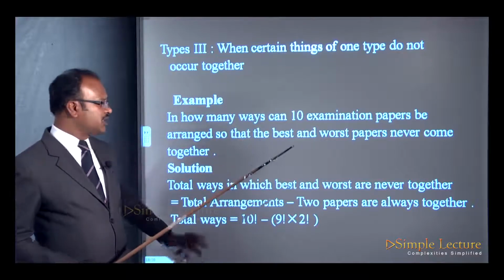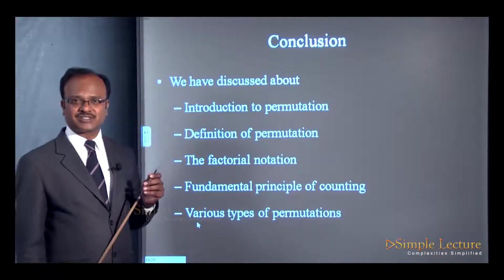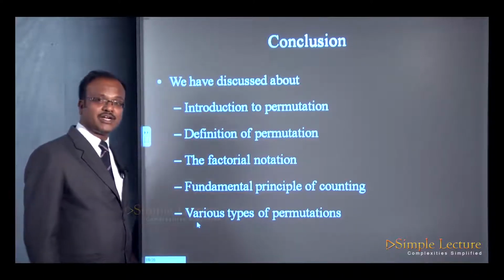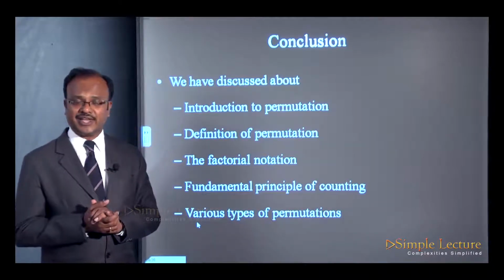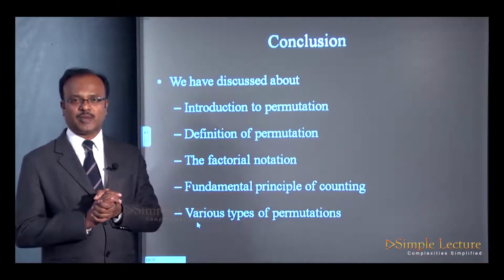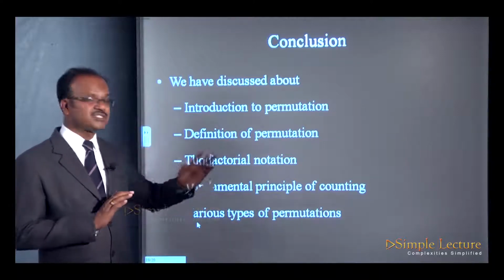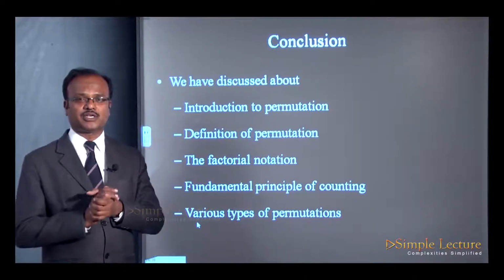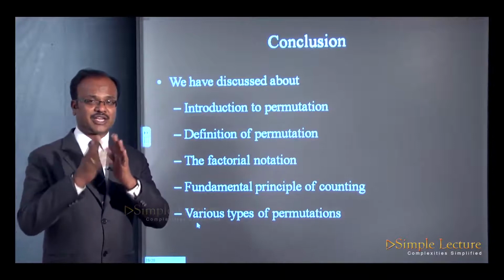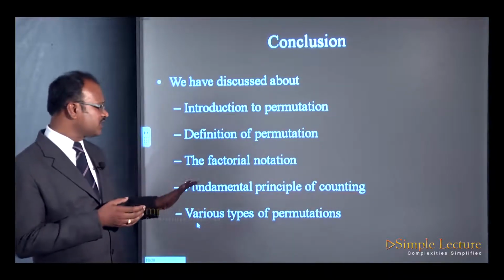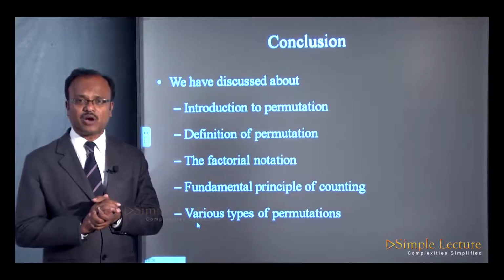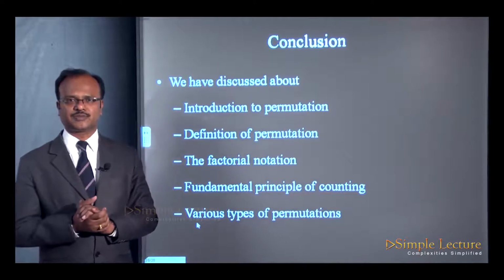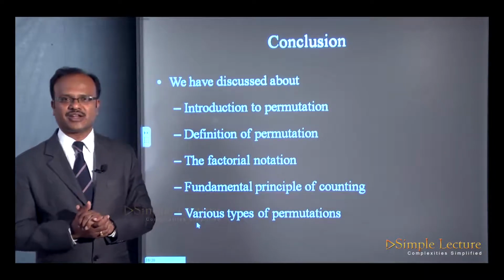Got it? Next, in this session, we discussed the introduction to permutation, then we defined a permutation and discussed the factorial notation and the formula for the permutation of n things taken r things at a time. Then we discussed the fundamental principle of counting and a few types of permutations. I hope all the concepts are clear to you.